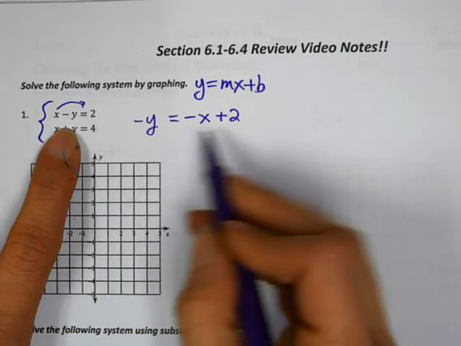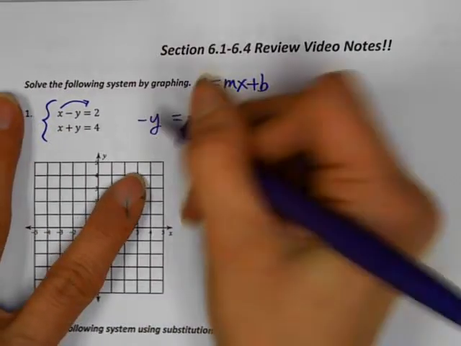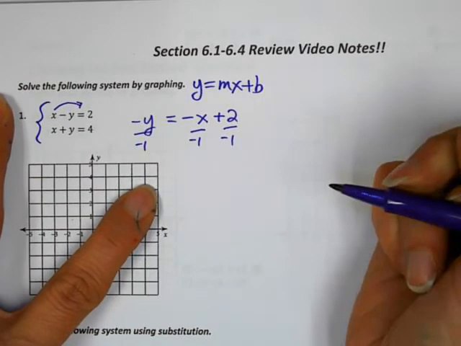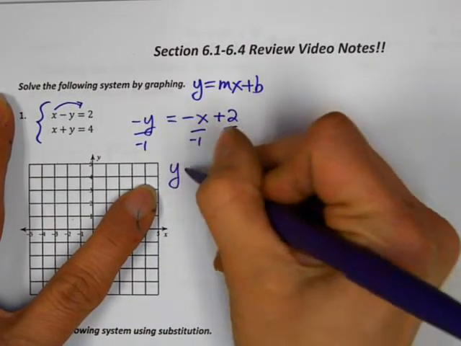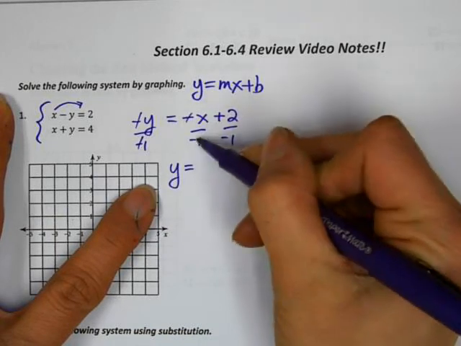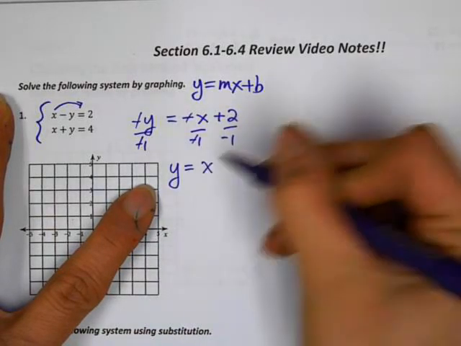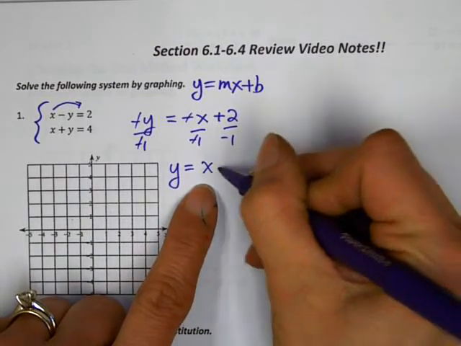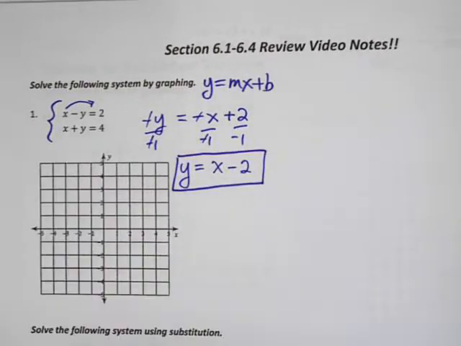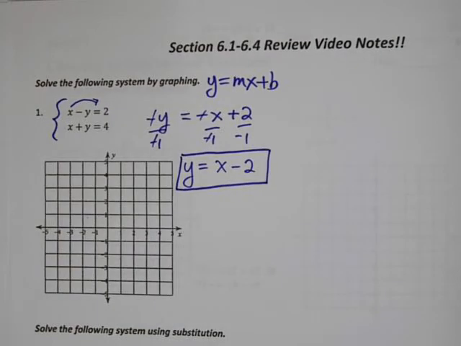Okay, we're going to have to go ahead and get that y alone. So let's divide all the terms by negative 1. Okay, so y equals a negative divided by negative is a positive. Positive divided by negative would be a negative. Okay, so here's the first equation. I got it ready. I'm going to get both of them ready before I graph.